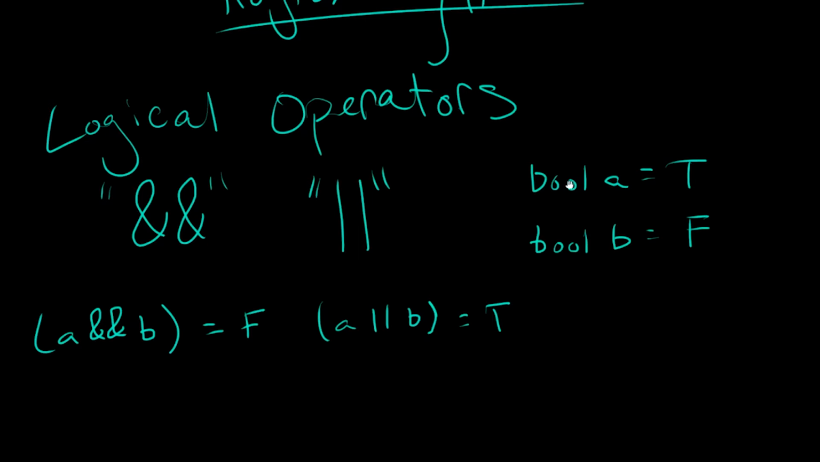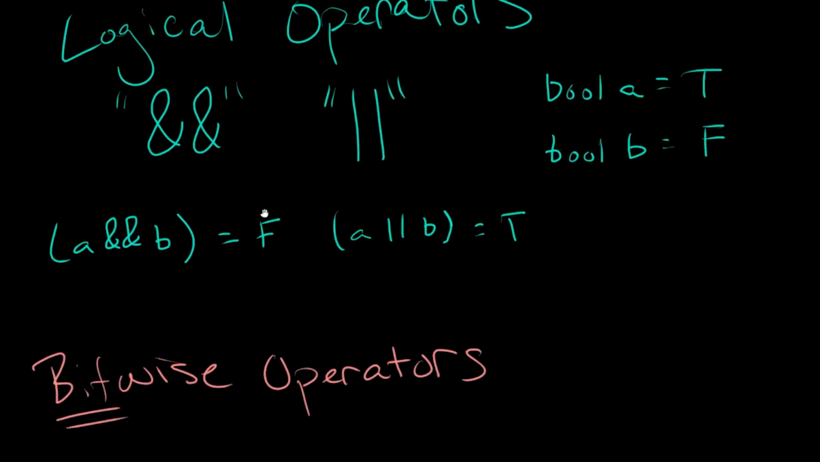So let's say we have two Boolean values here, a and b, true and false respectively. Let's evaluate these expressions. So a and b means that a has to be true and b has to be true, and that's false because b is false. And then the second expression here is a or b, so only one of them has to be true for this to be true. And a is true, so that turns out to be true.